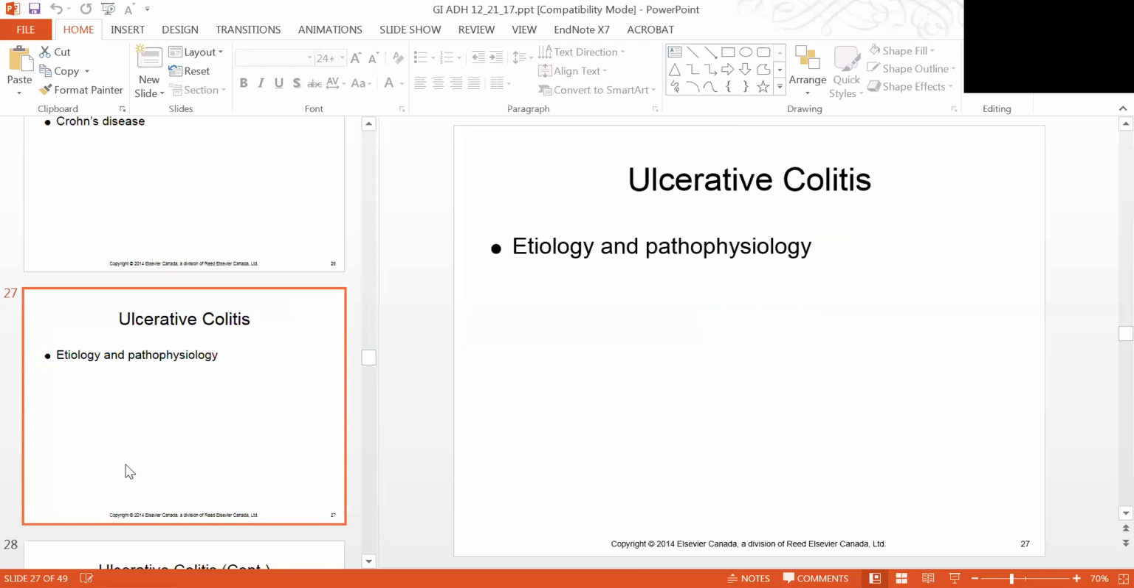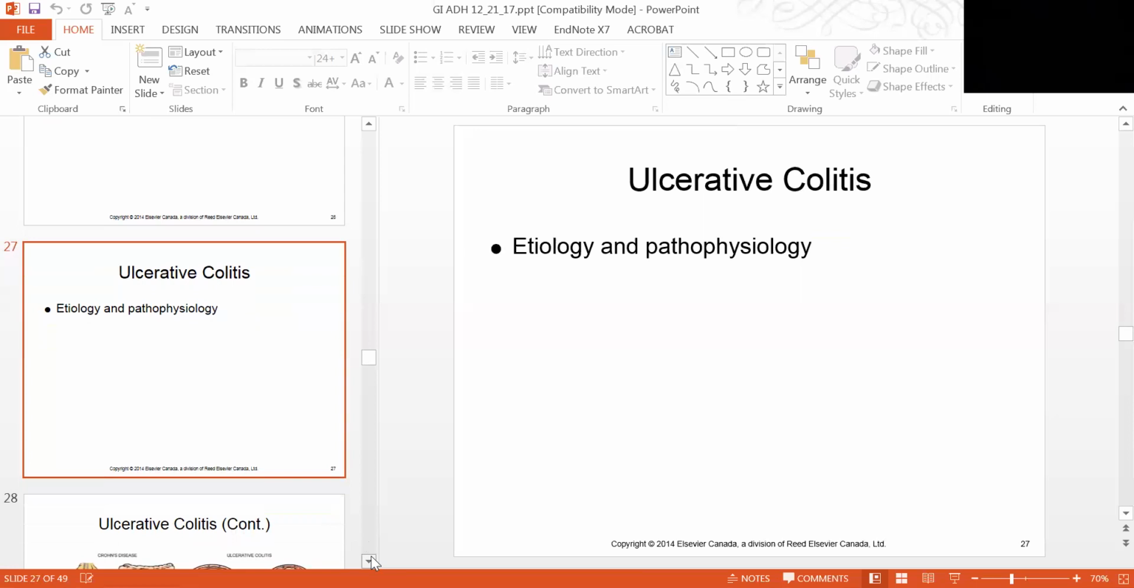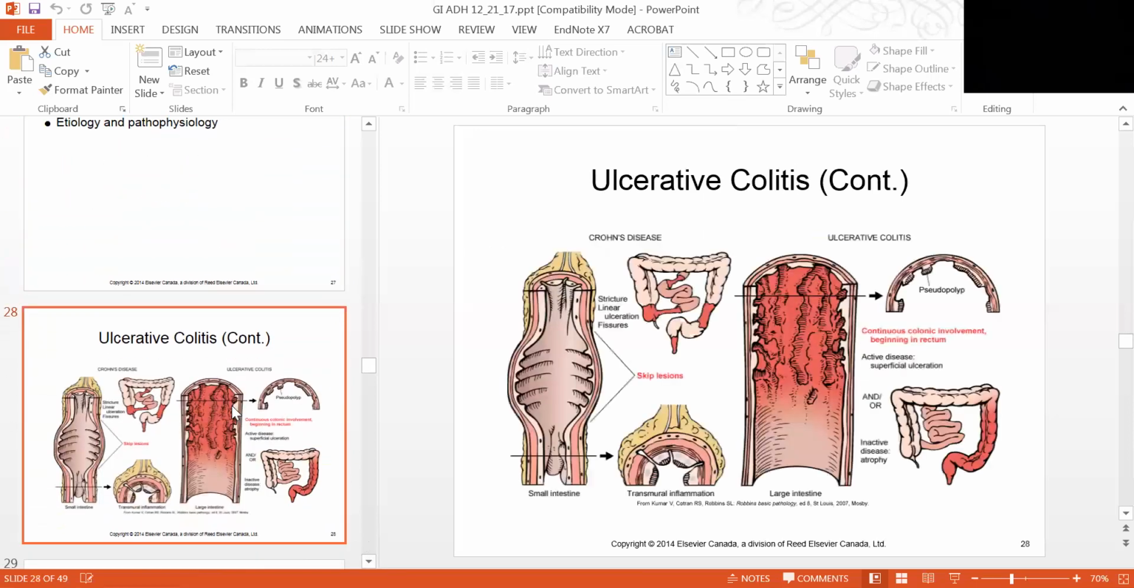The mucosa becomes very red, edematous, and inflamed, and this is what creates the stools: red, inflamed, and mucousy stool.